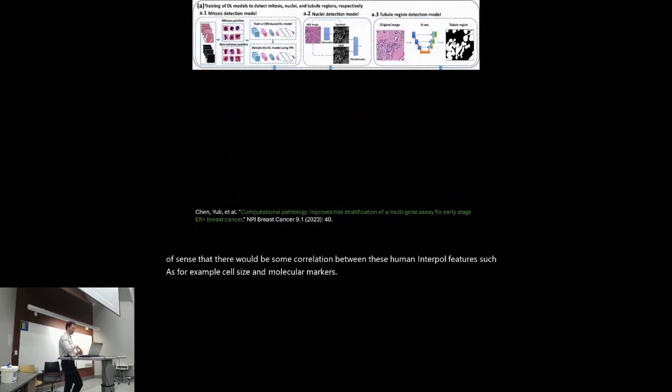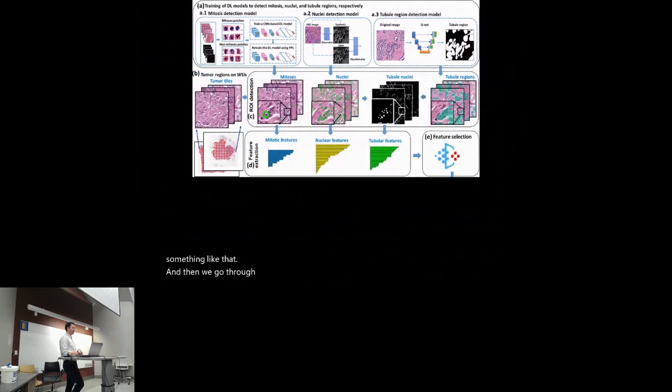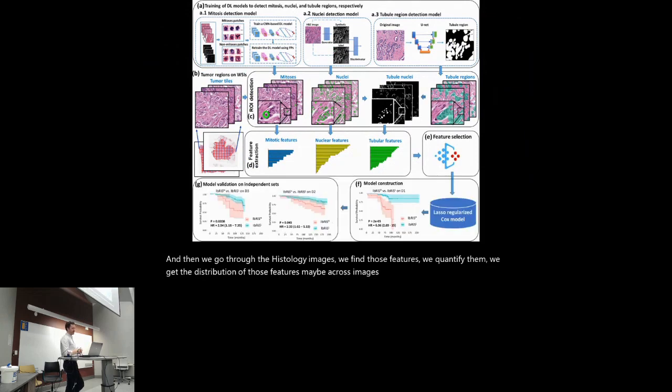Now, another kind of prototypical work in this field is this paper from Anant Madabhushi's group, who's now at Emory, where we detect some human interpretable features, such as the presence of mitosis, the cancer nuclei, or maybe the tubules in a prostate cancer or breast cancer or something like that. Then we go through the histology images, we find those features, we quantify them, and we get the distribution of those features, maybe across images. In this case, they show some differences in survival based on the quantification of those features.